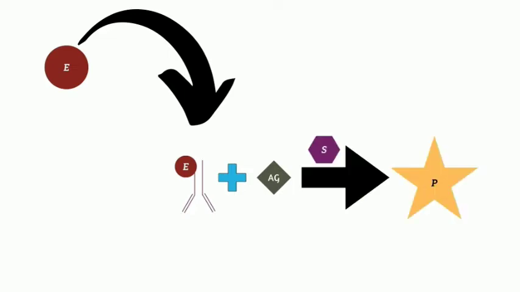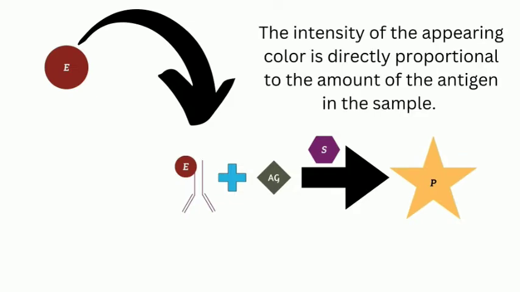ELISA utilizes an appropriate enzyme to tag the antibody. This, upon reacting with the antigen present in the body sample being tested, yields a colored product upon addition of a chromogenic substrate. This confirms the presence of the antigen in the sample, and the intensity of the appearing color is directly proportional to the amount of the antigen in it.